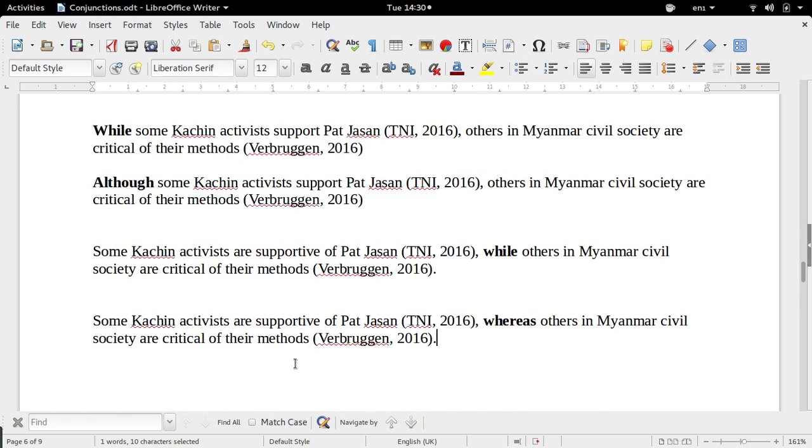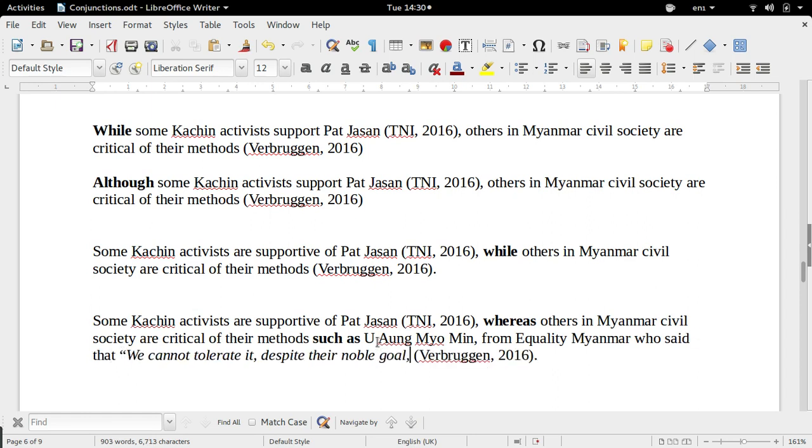So I'm going to use the linker such as, to give an example, such as U Aung Myo Min, and he's from Equality. His organisation was Equality Myanmar, and I'll say who said that, and I put that into quotes. "We cannot tolerate it despite their noble goal," and then the citation is still Verbruggen because it's her article that she did it.